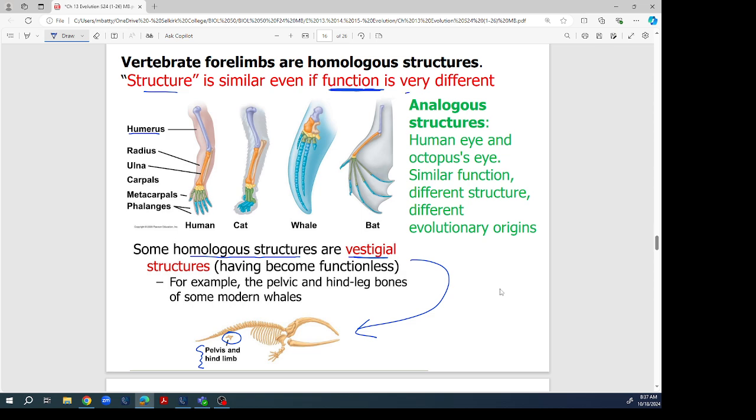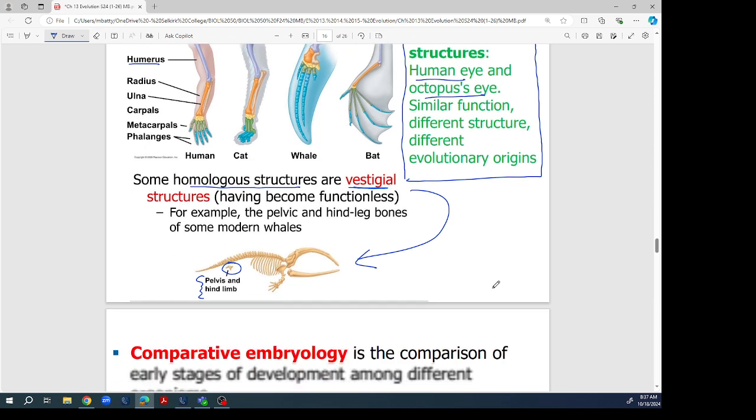I put in here something that's a little different. Now, this is a little different than evidence, but we can have analogous structures in biology too. And so analogous structures have different evolutionary roots, and yet they've evolved to have a similar function. So the example of that is the human eye and the eye of an octopus. And so they have the same function, even though they have different evolutionary origins.